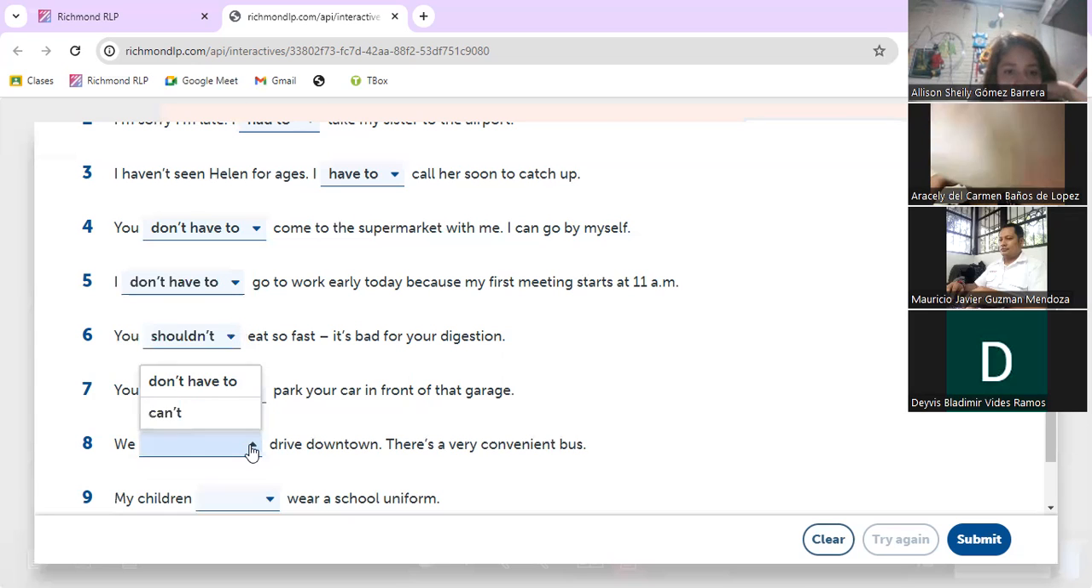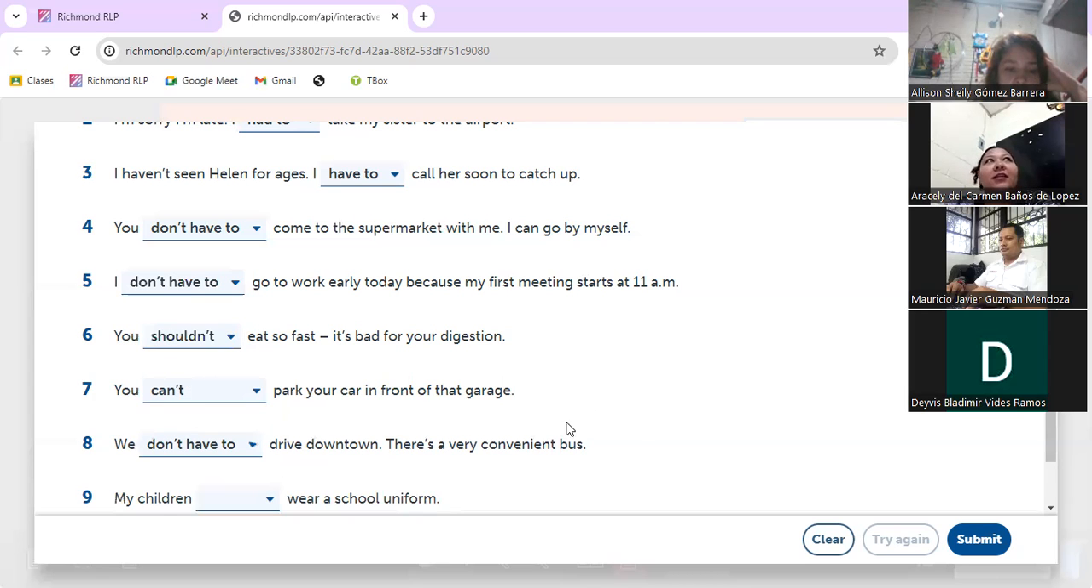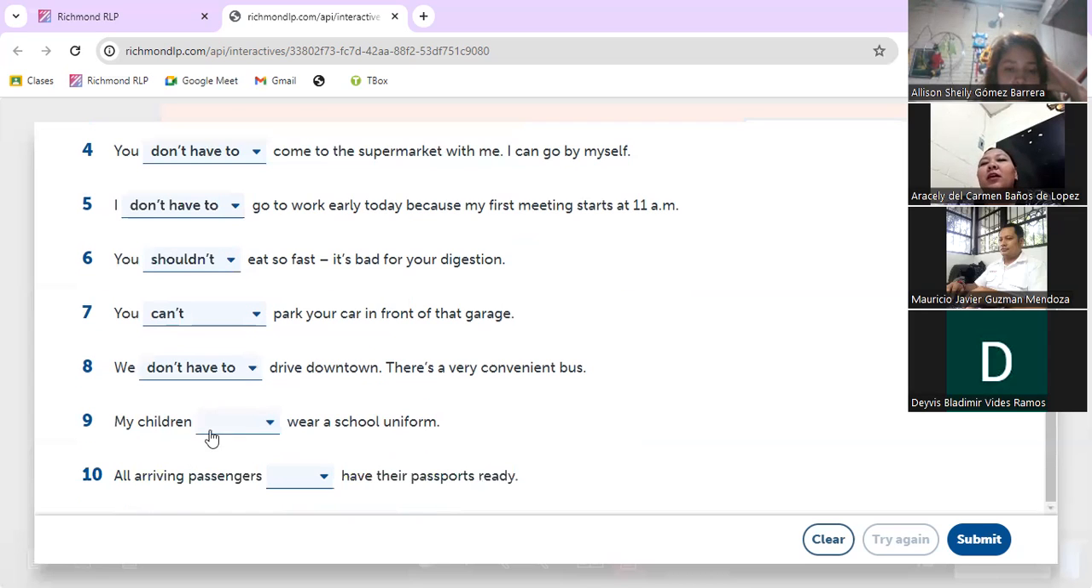Number eight, we don't have to or can't drive downtown. There's a very convenient bus. Don't have to. ¿Es una habilidad? ¿O no es una habilidad? No es necesario. It's not necessary. ¿Por qué? Porque hay un bus que nos queda bien. So, it's not necessary. Number nine, my children have to or can wear a school uniform.